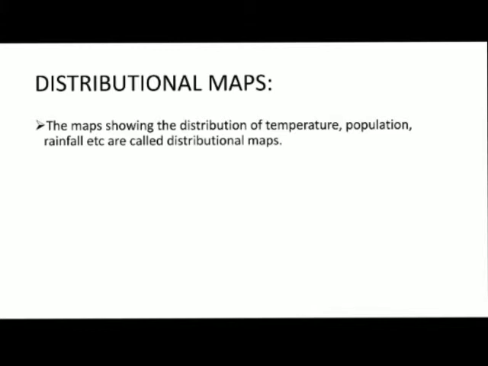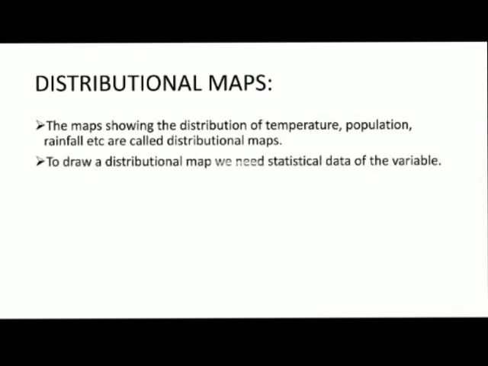Distributional maps. The maps showing the distribution of temperature, population, rainfall, etc. are called distributional maps. To draw a distributional map, we need statistical data of the variable. What is statistical data? For example, if we have to mark the population of India on the map, we should first know the actual population in each state. Then only we can mark and show the population of India. That is, the exact data or number is required.